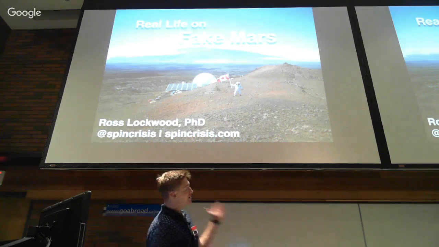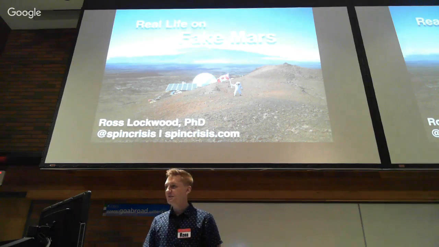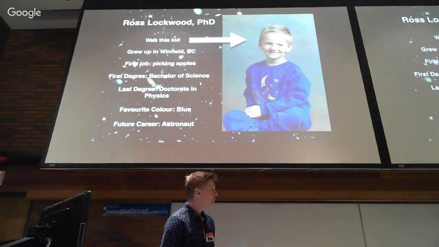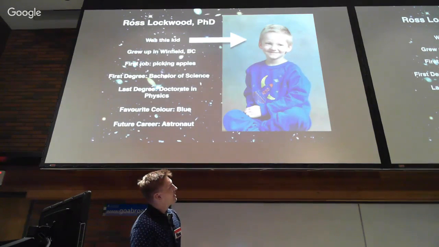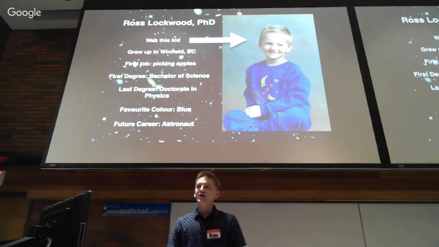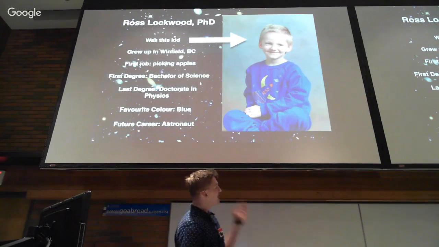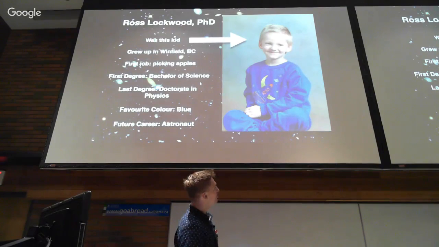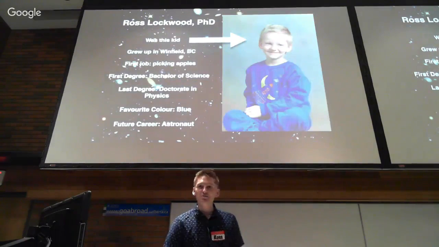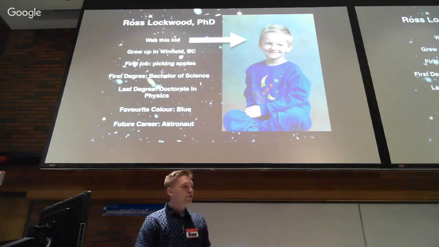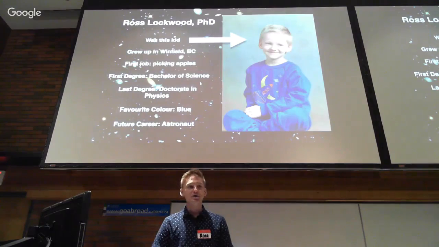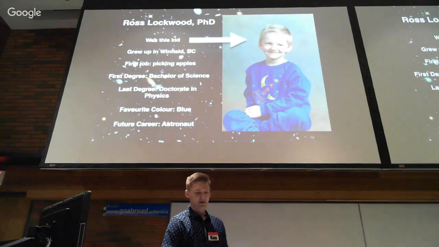All right, my name is Ross Lockwood. I have a PhD in condensed matter physics, but like you, I used to be young. And at 4 years old, I already knew that I had a passion for space. I asked my mom to make this beautiful sweater for me with a rocket ship with my name on it, flying past the moon, all right? And I grew up in Winfield, BC, where I started off my career as an apple picker, all right?